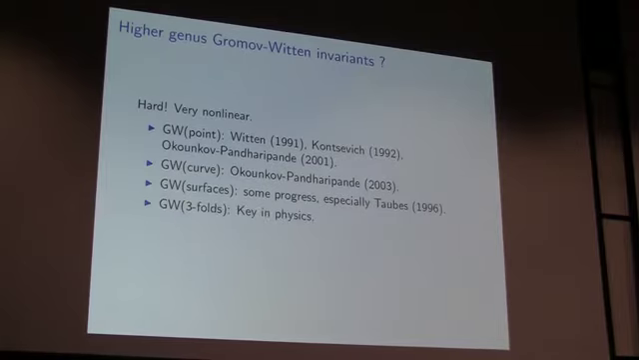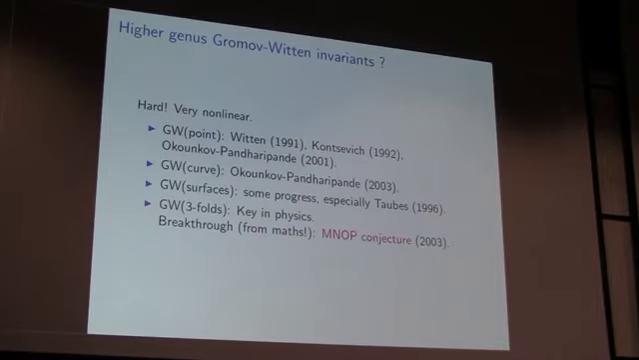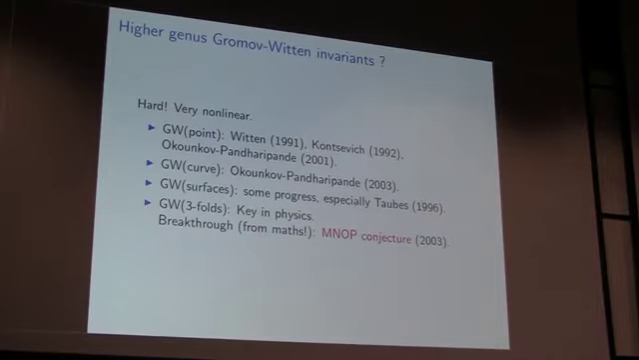So it's threefolds that we're interested in, a sort of key in physics, in string theory, and this is where the main interest lies. So here I'm taking the target, instead of being the plane, I set the target to be some complex three-dimensional manifold. And it's here that the big breakthrough that I'm supposed to tell you about is this MNOP conjecture of 2003.